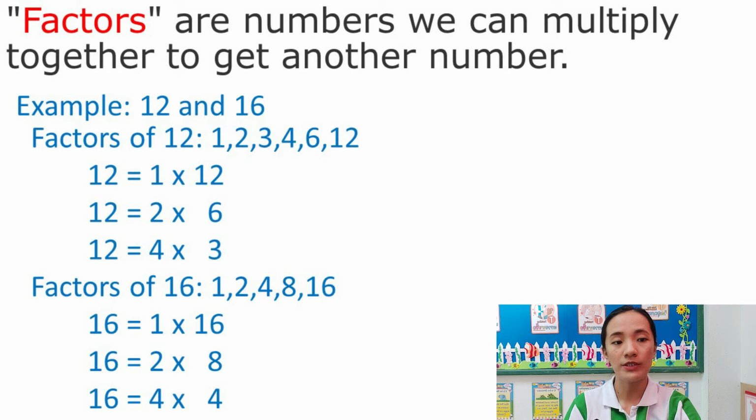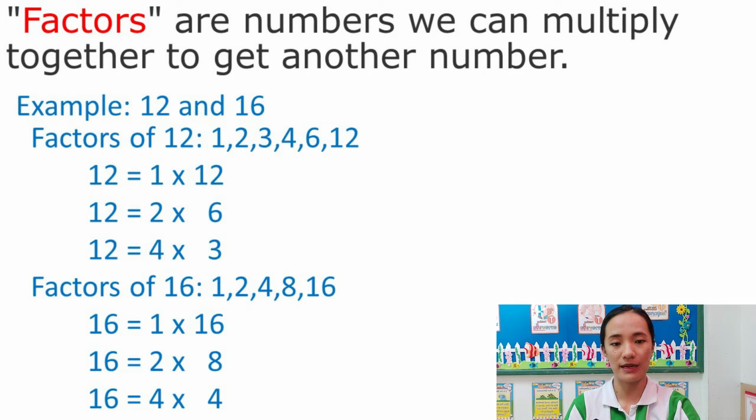Factors are numbers we can multiply together to get another number. Example, 12 and 16. Factors of 12 are 1, 2, 3, 4, 6, and 12. Next, factors of 16: 1, 2, 4, 8, and 16.